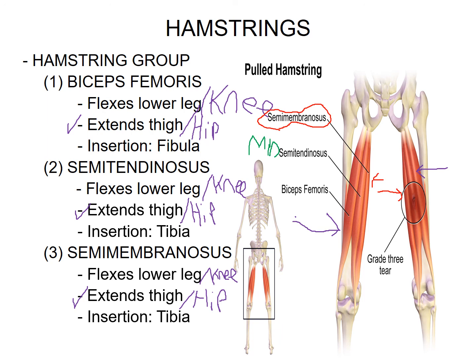So once again, what are they doing? They're helping you flex your knee, so they're a classic antagonist to the quad muscles, and they can also help the gluteus maximus out with extending your hip joint.